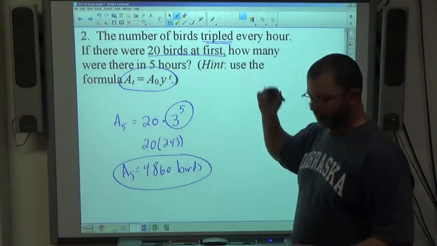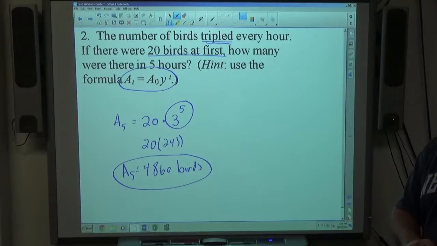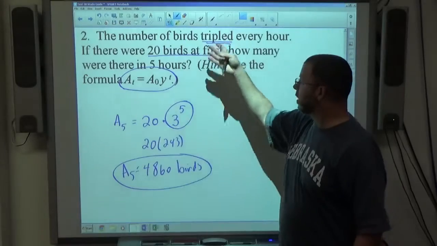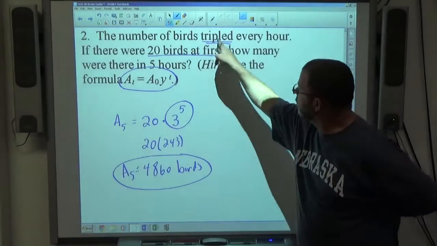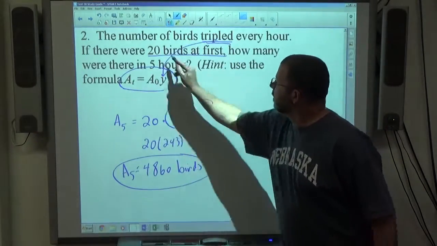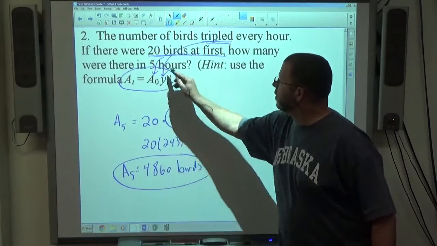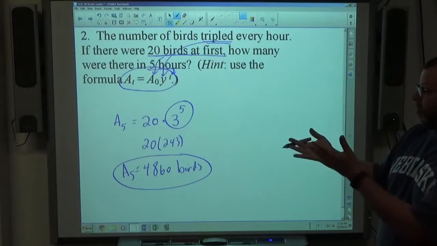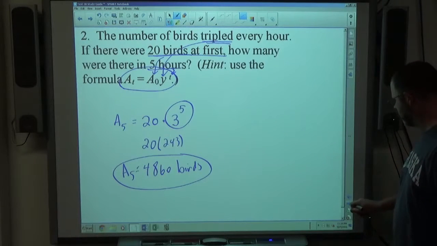And for the sake of the test, it's going to be kind of like that. I'll tell you the rule for increasing birds. In this case, tripled, quadrupled, 4, doubled, 2. So whatever that is, that's what y is. Number of birds at first, that's what a sub 0 is, and how many hours, that's what t is going to be. So basically it's just create the structure and then apply the order of operations.